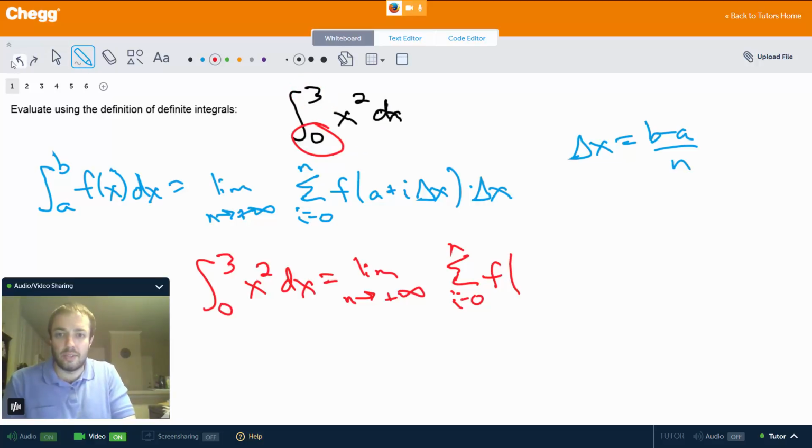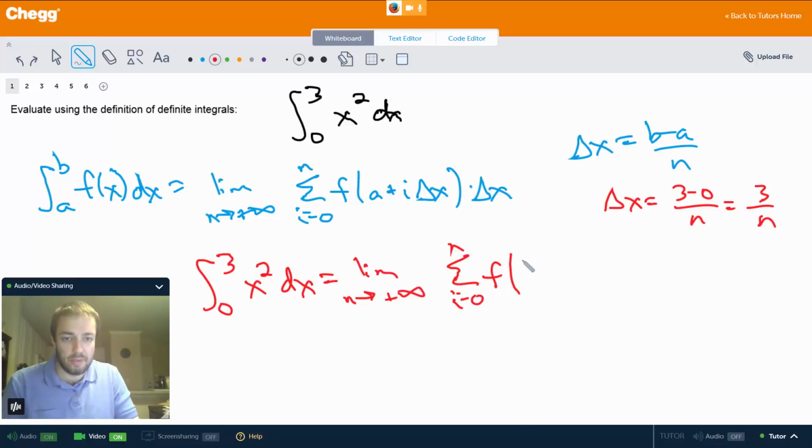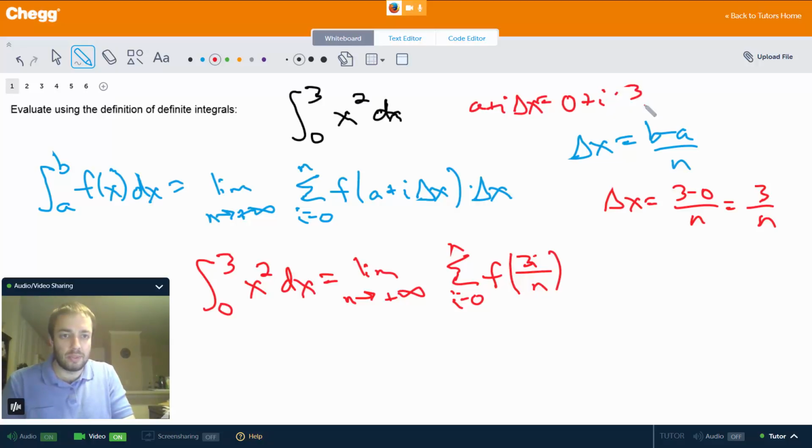So what's delta x? Well, in our case, delta x is b minus a, which is 3 minus 0, over n. So that's 3 over n. And don't forget about the i, where the i is the index variable on the sum. So i delta x is i times 3 over n, which is 3i over n. Okay, so a plus i delta x equals 0 plus i times 3 over n, which is just 3i over n. So that's where this 3i over n came from here. And then times delta x. Remember, delta x is just 3 over n. So that's what's happening there.